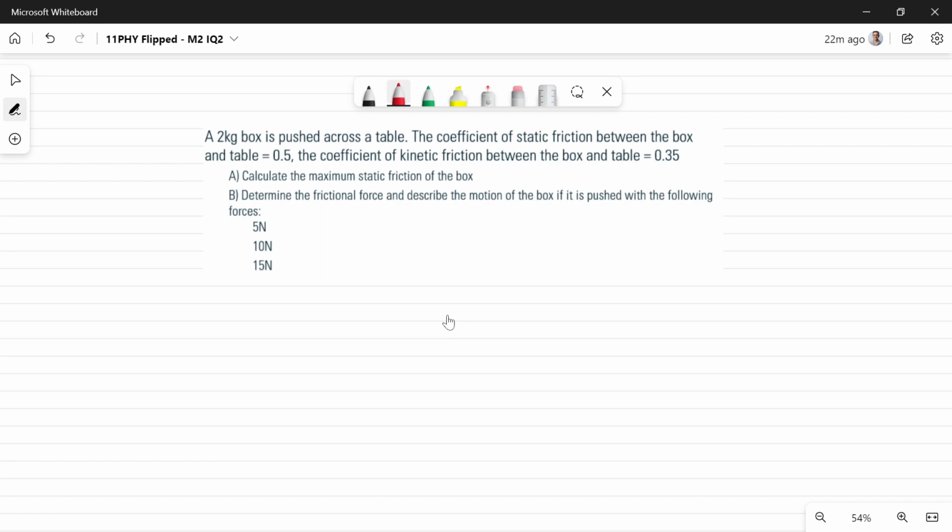What I'm going to do first is draw up a diagram and start to pull out a lot of the data that we'll be working with for this question.